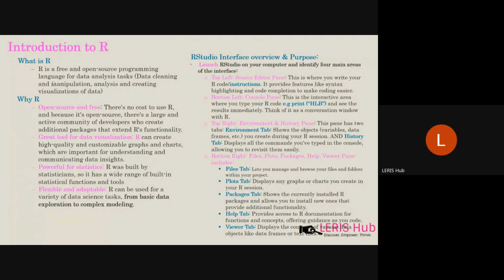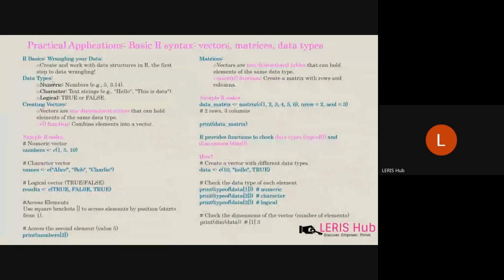So we were also able to look into the interface, the 4 main areas of R Studio, from the source editor to the console pane, to environment, history, and the bottom where we have the files and plots. And then we began data wrangling, how to create and work with different structures, and we understood 3 main structures, that is the logical, the character, and the numeric. And of course, the very first day, we were able to create the numbers, the names, and review the results. And understood the difference between the vector, which is one-dimensional, and the matrices.